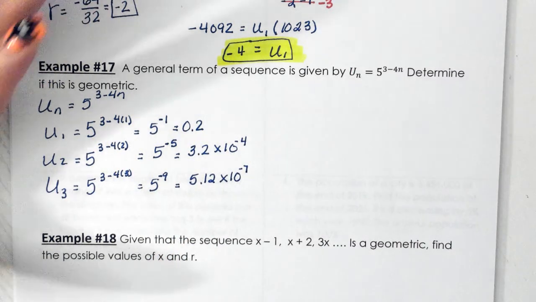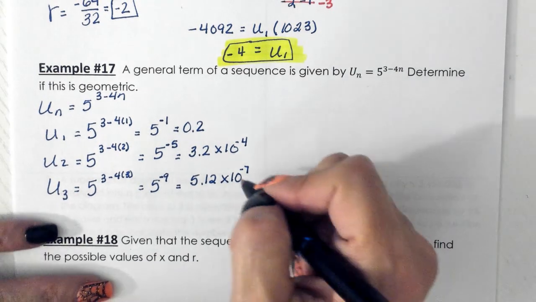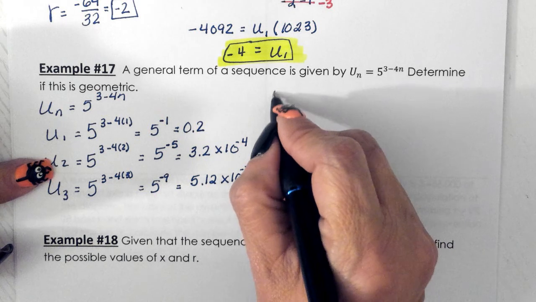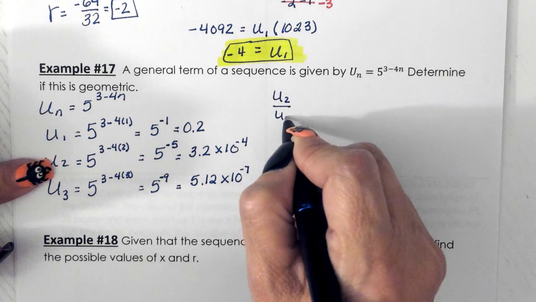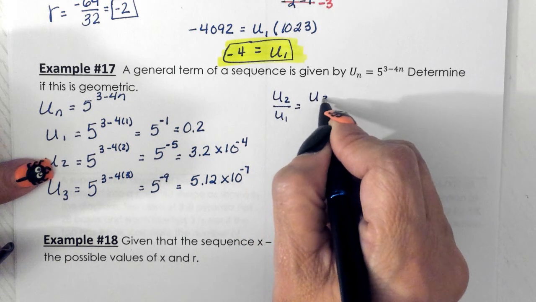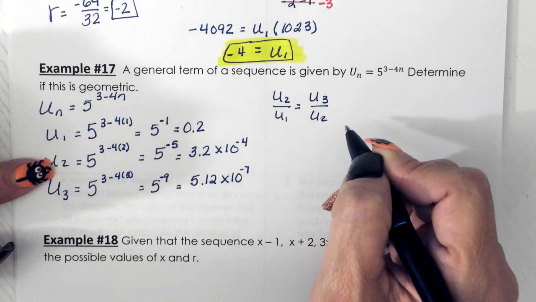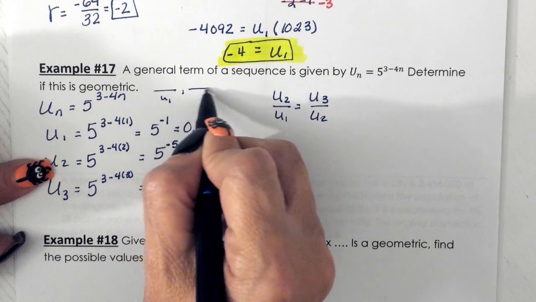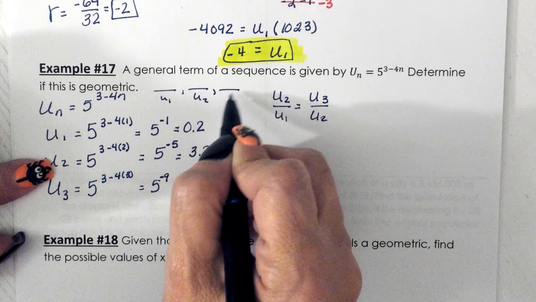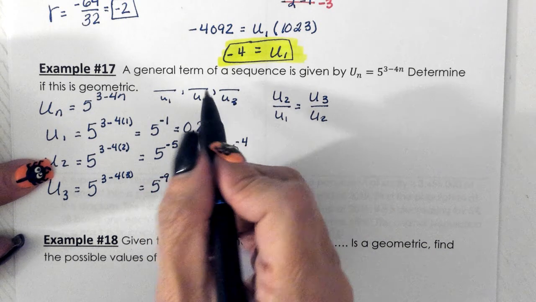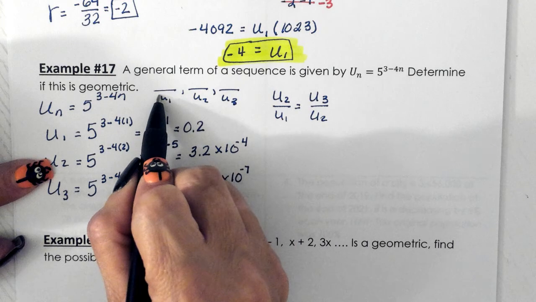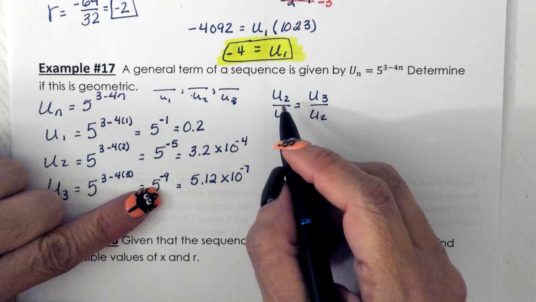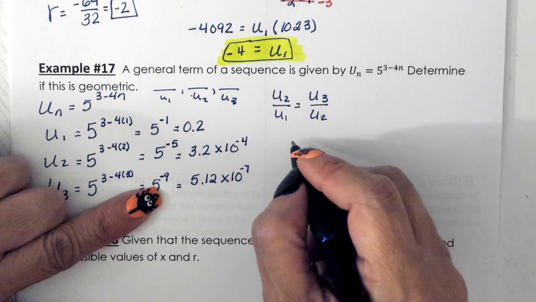Okay, well, remember we've got to set up that common ratio. So we need to take u2 divided by u1 has to equal u3 divided by u2. If I lost you there, remember it's u1, u2, u3. And the common ratio is to take this one and divide it by the one before it. Take this one, divide it by the one before it. So I just set it up there.